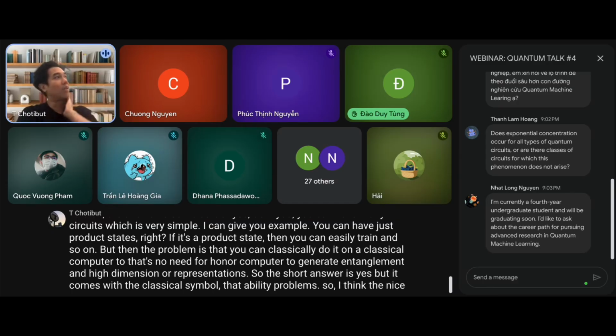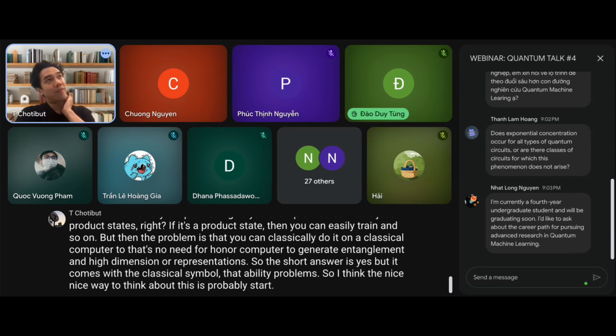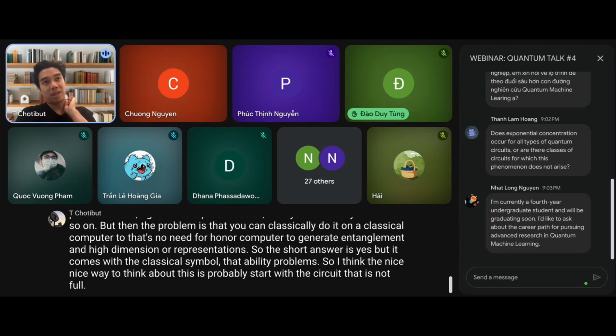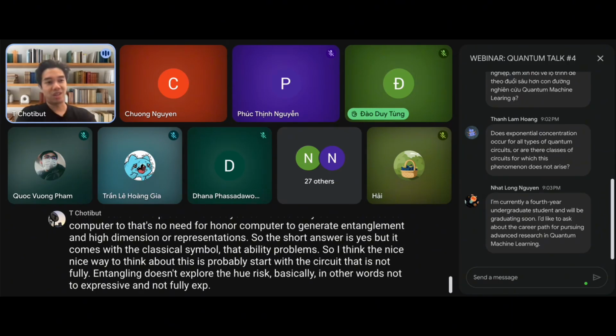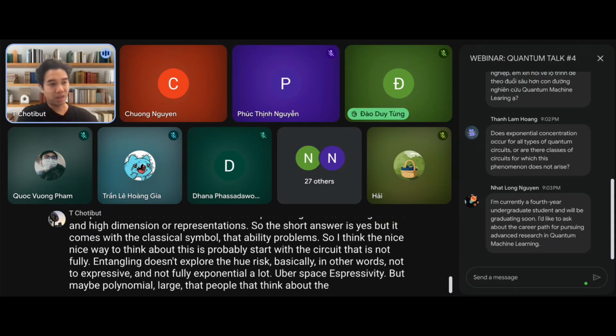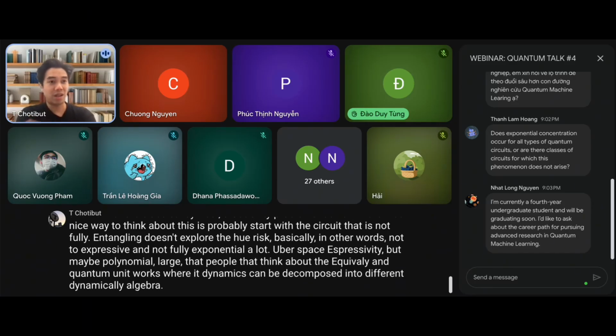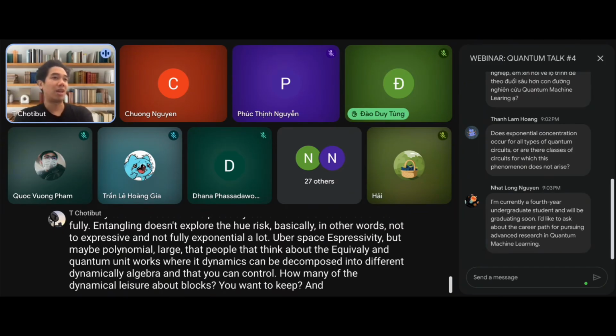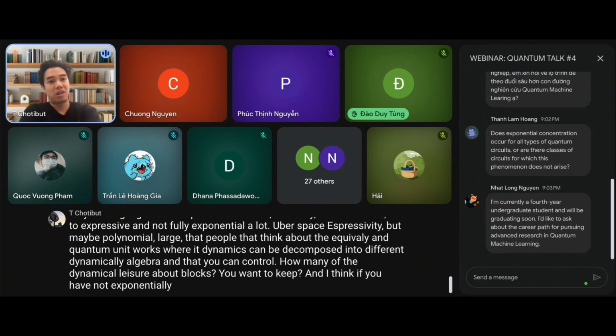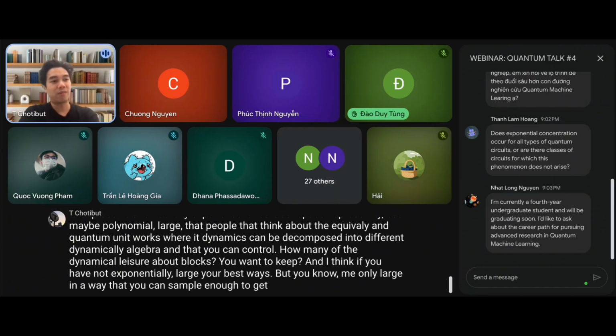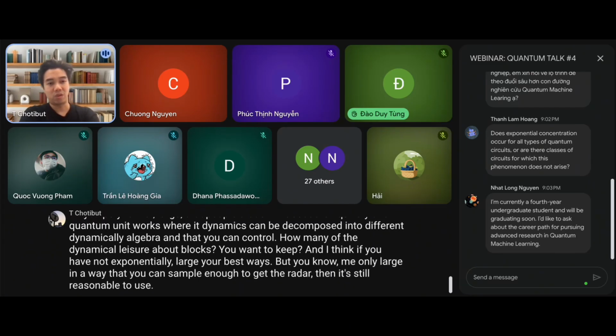So I think the nice way to think about this is probably to start with a circuit that is not fully entangling and doesn't exploit the Hilbert space fully. In other words, not too expressive, not fully exponentially large Hilbert space expressivity, but maybe polynomially large. People who think about equivariant quantum neural networks, where the dynamics can be decomposed into different dynamical algebras, can control how many of the dynamical algebra blocks they want to keep. And if you have not an exponentially large Hilbert space, but a polynomially large one, in a way that you can sample enough, then it's still reasonable to use a quantum computer.